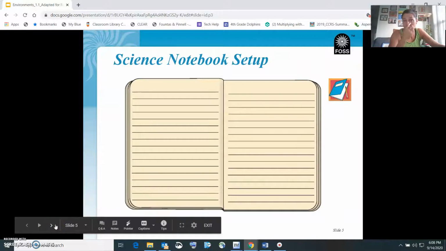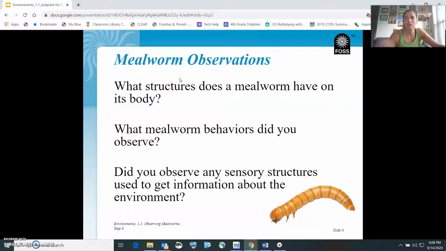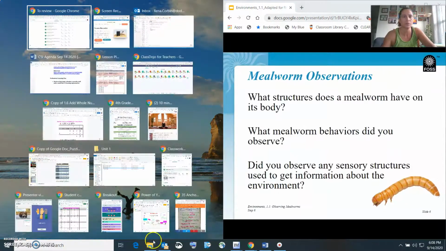Okay, so now we're going to our science notebook. So here are the questions that we're going to be looking for. These are the ones that you are going to be answering on your Google Doc. What structures does the mealworm have on its body? What mealworm's behaviors did you observe? And did you observe any sensory structures used to get information about the environment? All right, so I'm going to pull this to the side here so you can see the notebook also.